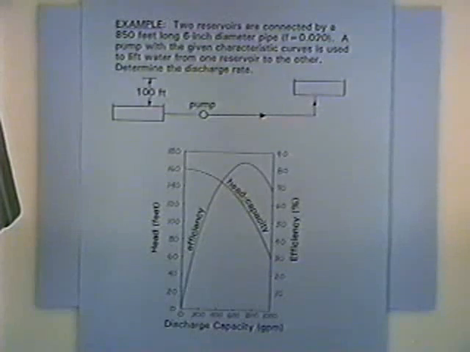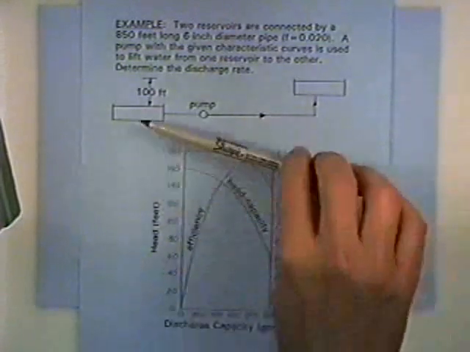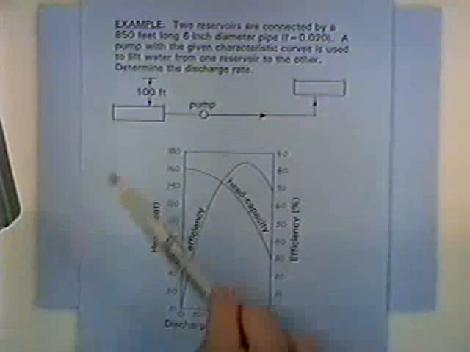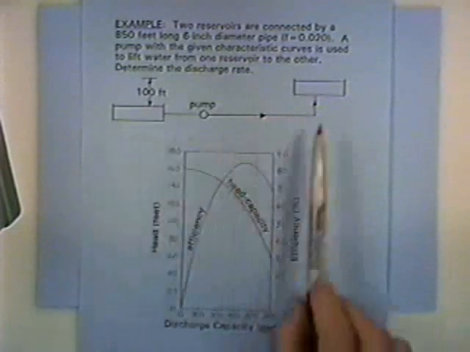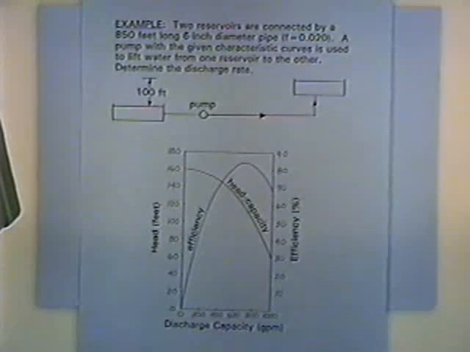We need the pipe characteristics to be able to express the head loss versus discharge relationship for that system, because what the pump is going to have to do is overcome this pumping lift of 100 feet plus the head losses in the pipe. And the head losses in the pipe are going to be a function of the flow rate in the pipe, which is what we're trying to solve for in this problem. So we want to compute the discharge in this system, and what we're given is a pump characteristic curve.